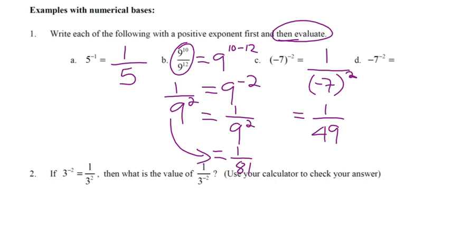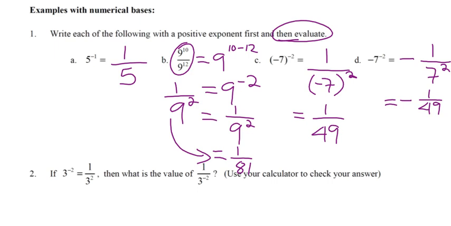So express it with a positive exponent first. Okay, this is the negative of 7 to the negative 2, which means it's going to be the negative of 1 over 7 squared, which means it's negative 1 over 49. Okay, so if you have a term all by itself with a negative exponent, it simply becomes 1 over and then the same base, but with a positive exponent.